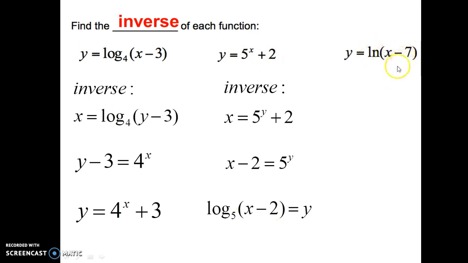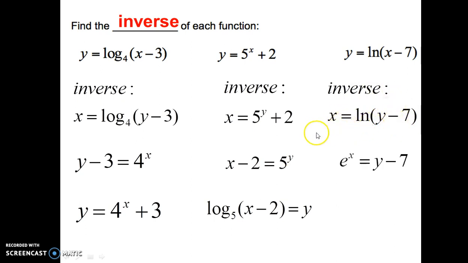Last one, try to find the inverse of this. To do that, switch the x and y. I've done that here. Now this is log base e, so I'm going to take this log form, change it to exponential form. It will be e to the x power equals this, and then move that 7 over there to solve for y. So there's our function. It began as a natural log, log base e, and the inverse is an exponential form with a base e. And again, minus 7 plus 7 here. Makes sense.